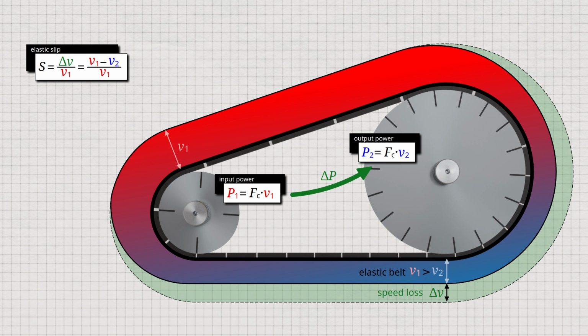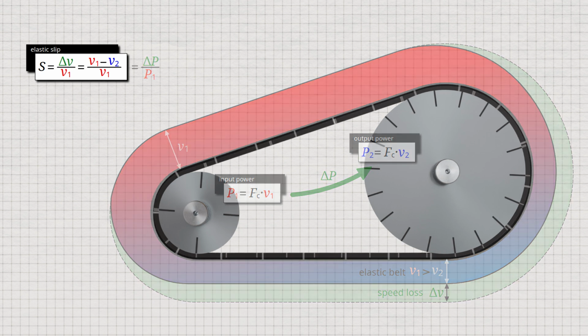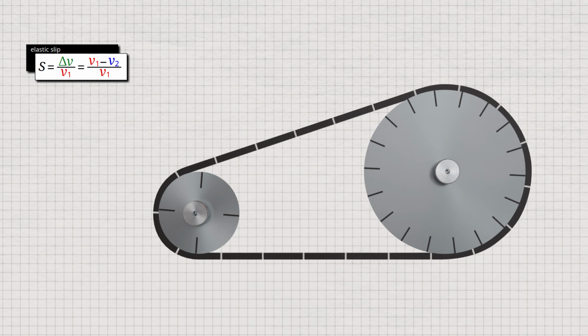Note that the elastic slip has no effect on the transmitted circumferential force Fc, as this only results from the difference between the tight side force Ft and slack side force Fs, and therefore applies equally to both pulleys. The elastic slip therefore corresponds not only to the relative loss of speed, but also directly to the relative loss of power between the output and input pulley. The actual calculation of the elastic slip is discussed in more detail in the following.